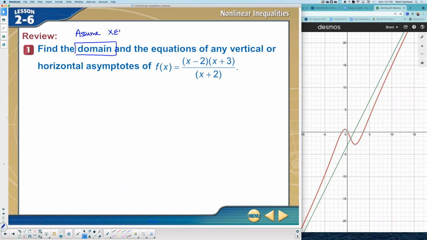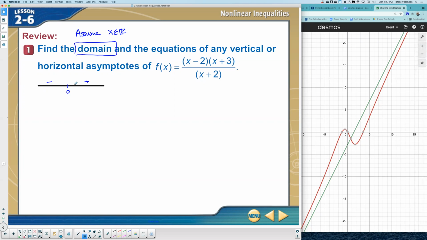Assume the domain is all reals unless you see one of 2 symbols. What 2 symbols do you look for? Division and square root. Okay, on this problem, what do we see? Division. What are you not allowed to divide by? 0. So the domain, using a number line, this is the way I first taught you, would be all reals except for 0. Only at 0 would the graph not exist.